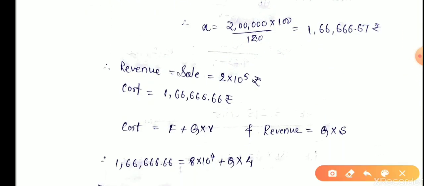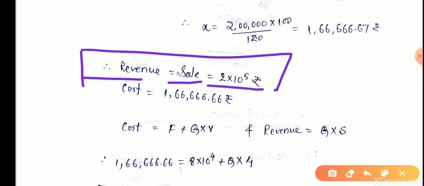Now next, revenue is equal to sale, which is 2 lakh rupees, meaning total income is 2 lakh rupees. Actual income is different, actual profit is different. Are you getting this point? Income means the collected amount, and it includes our outgoings also. After subtracting our outgoings, we get the pure profit. Revenue is 2 lakh rupees.